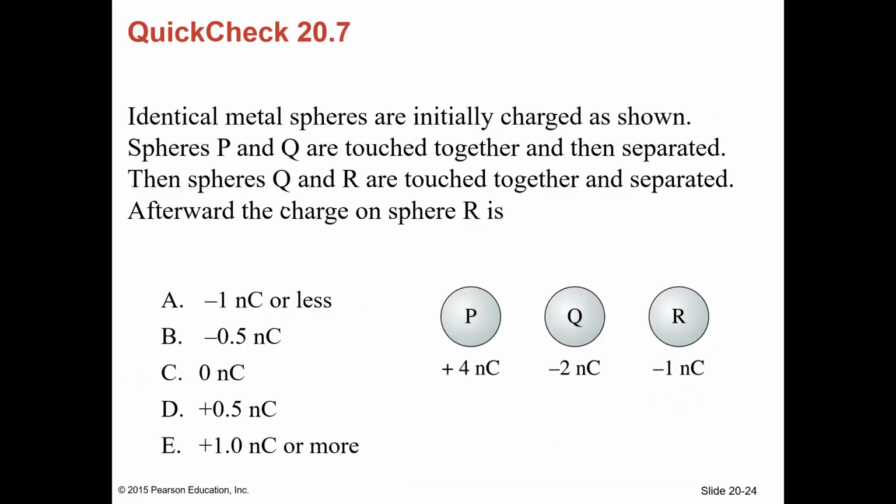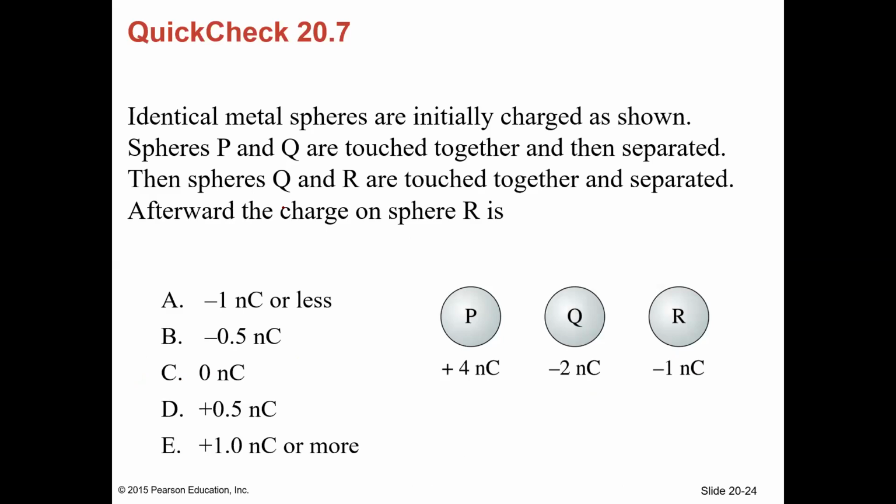So identical spheres are initially charged as shown. Spheres P and Q are touched together and separated. Then spheres Q and R are touched together and separated. Afterwards, the charge on sphere R is what? Okay, so a couple of processes here. For each process, I want to draw out the process, and we'll see what's left over.